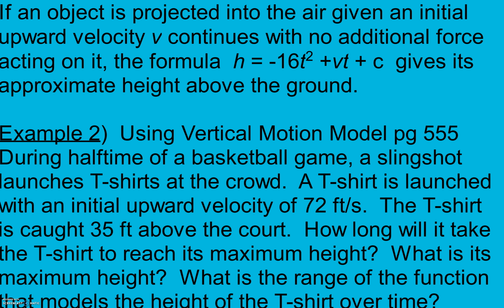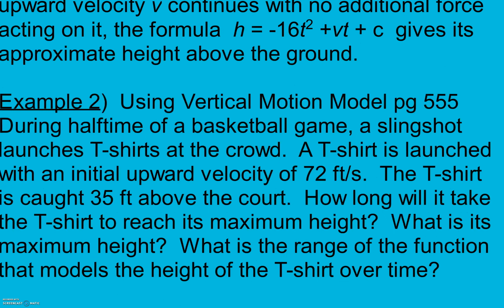If an object is projected into the air given an initial upward velocity v, continues with no additional force acting on it, the formula h equals -16 t squared plus vt plus c gives the approximate height above the ground. So we're going to use this formula here in the problem below.